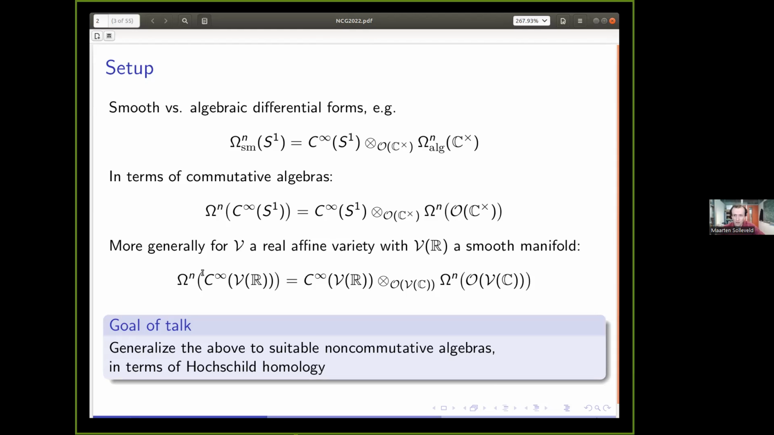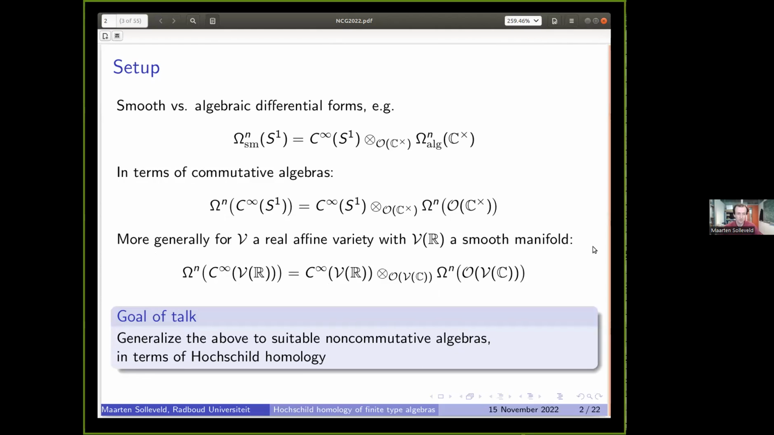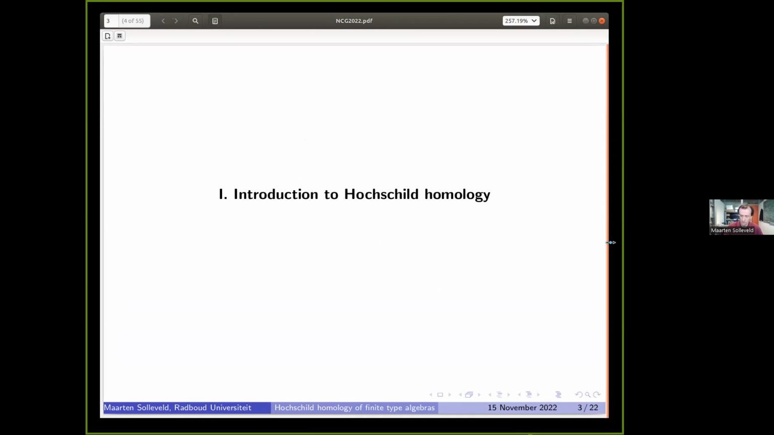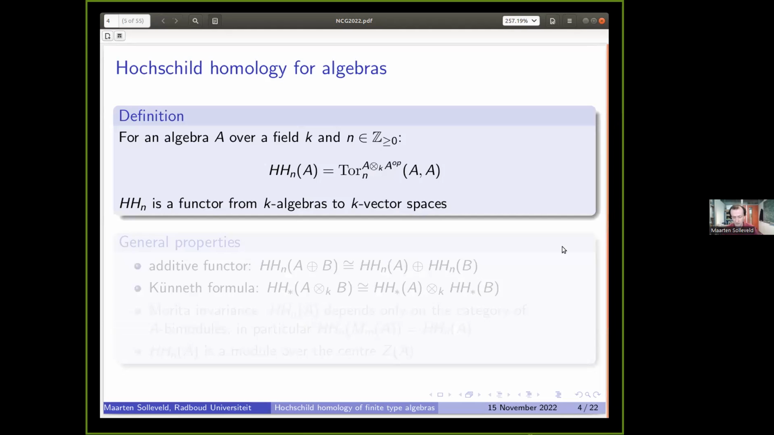The goal of this talk is to generalize this to some classes of non-commutative algebras, and the way to generalize it is by first rephrasing things in terms of Hochschild homology. So let me say some things about Hochschild homology. Maybe you know it already, but then it's just a reminder.